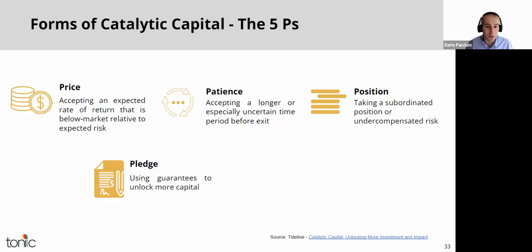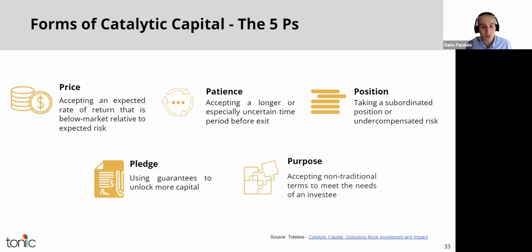And finally, purpose. Accepting non-traditional terms to meet the needs of an investee, for example, unconventional or no collateral, self-liquidating structures, smaller investment size, higher transaction costs, and so on.